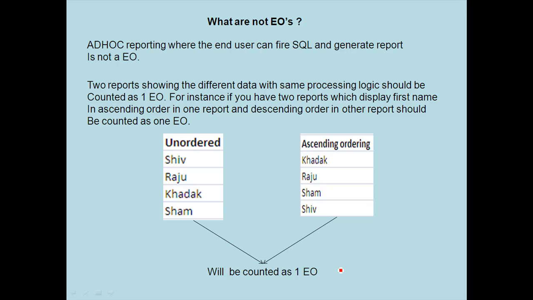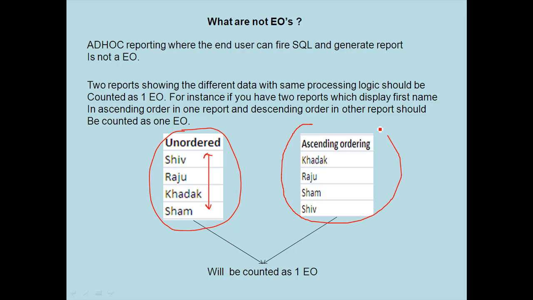Two reports showing different data with the same processing logic should be counted as 1 EO. For example, let's say we have one complex report which shows data in an unordered fashion. Now we have a different link, and when we click on that link, it shows an ascending order report for the same data. So you are showing the same data, but with some different kind of processing logic, and it should be counted as 1 EO. So 2 reports showing different data, but with the same processing logic, should be counted as an EO.